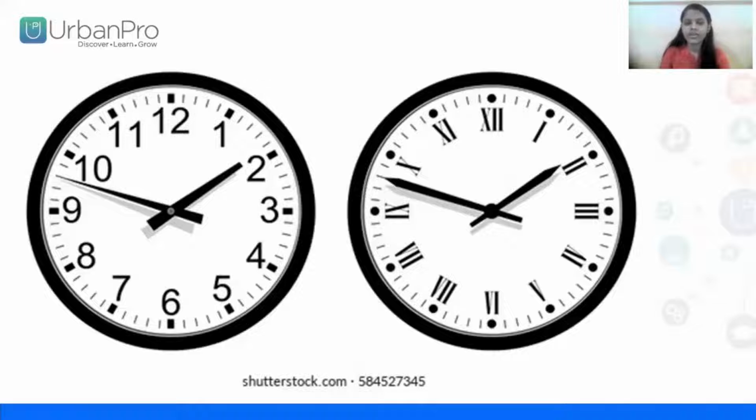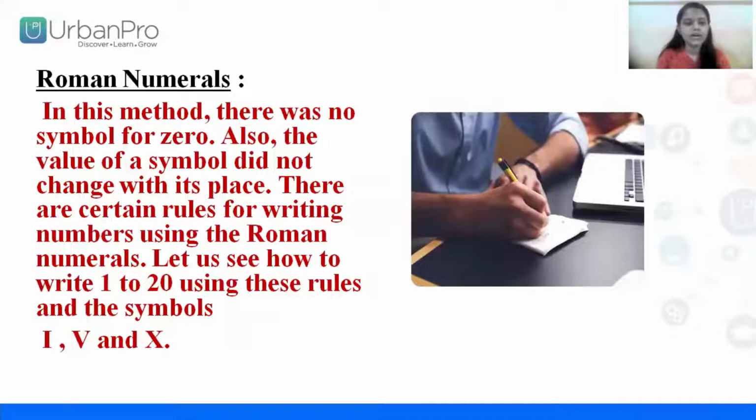Okay. So now we can see briefly what Roman numerals are. It's just a short introduction here. In this method, we have no symbol for zero, like in numbers we have the symbol zero. In Roman numerals, we don't have any symbol for zero. Also, the value of a symbol will not change with its place. There are 4 rules for writing Roman numerals, and let us move on to the rules now.